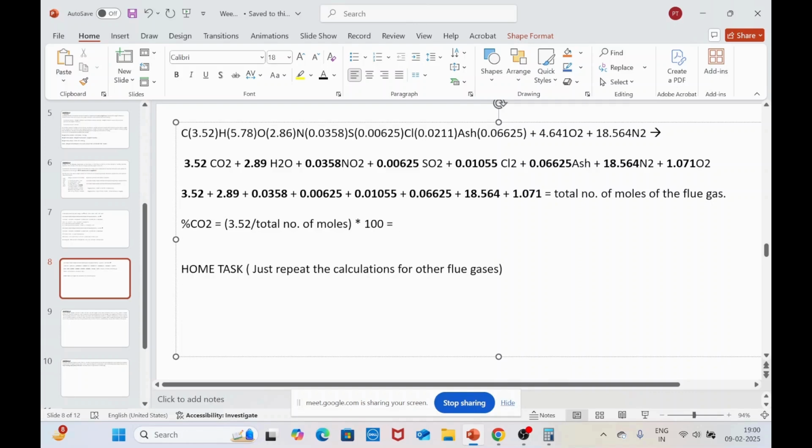It might vary because I don't know the total number of moles. So based on that, it will vary. Once you know for CO2, for H2O it will be 2.89 by total number of moles times 100. Similarly for oxygen, it will be 1.071, or you can say the percentage of excess oxygen will be 1.071 by total number of moles times 100.